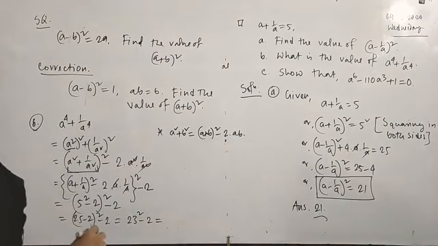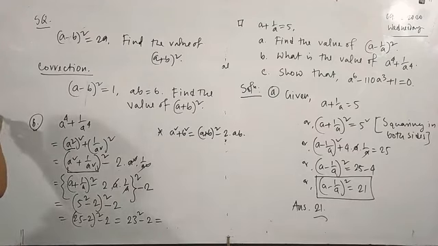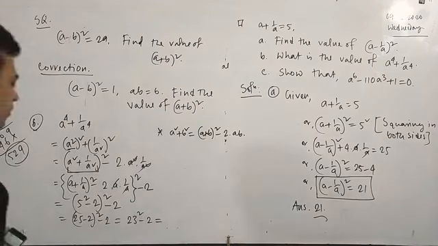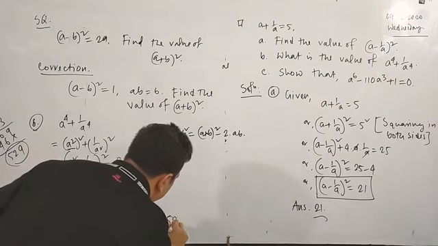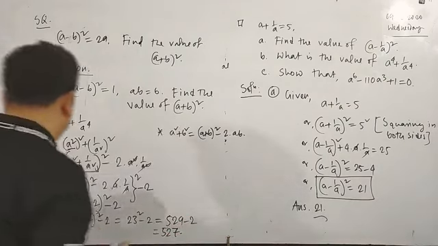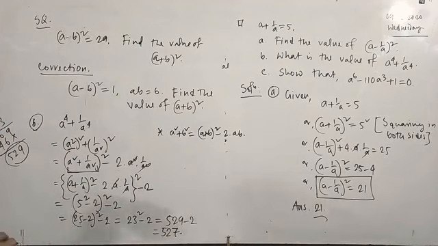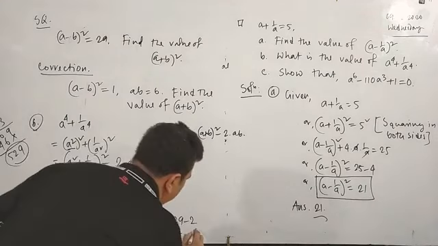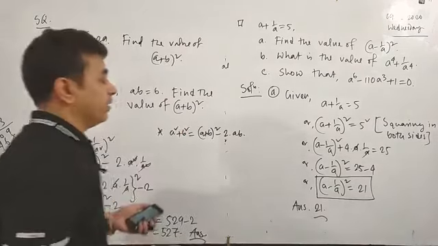So 23 squared, I think 527 maybe. 23 squared: 9, 6, 4, 9, 12, 12, it's 529. So it is 529 minus 2, which is 527. Yes, 527 it is. The answer is 527. That is our required answer.